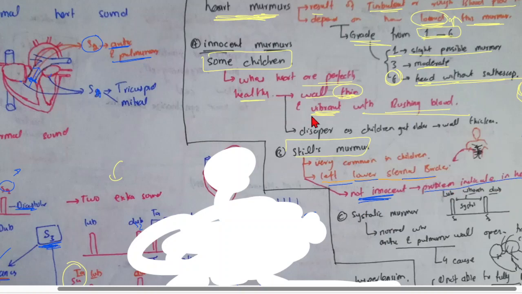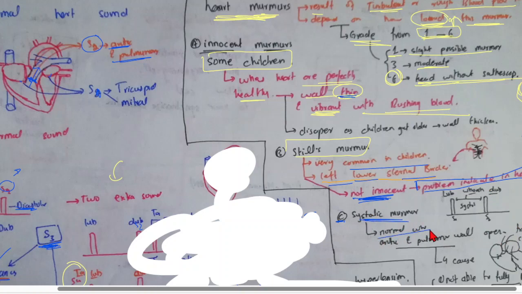If there is maybe a problem in the heart, it is not an innocent murmur. Sometimes due to a thin wall it is innocent, but if this is heard in the common children, this may not be innocent; it may indicate a problem in the heart. Another thing is the systolic murmur.